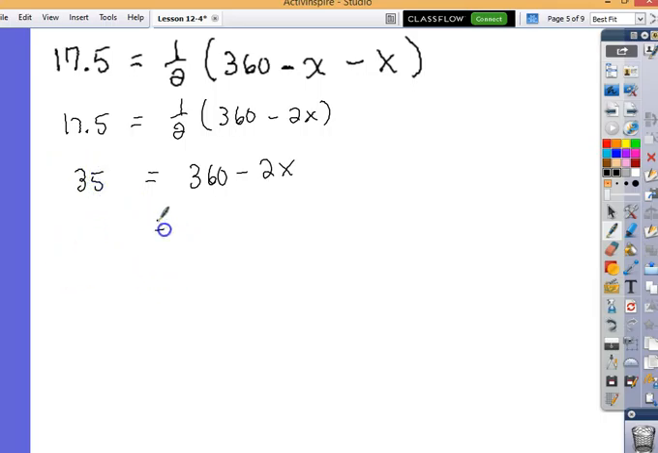Now if I subtract 360 from both sides, I get 2x is equal to negative 325. And then if I divide both sides by negative 2, I get 162.5.